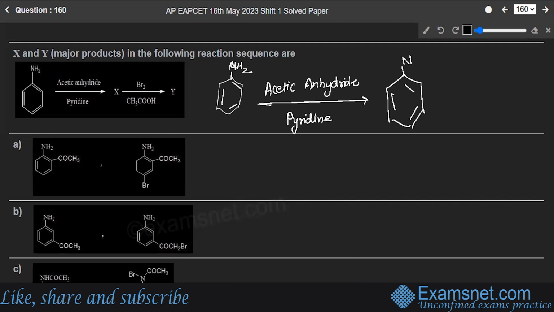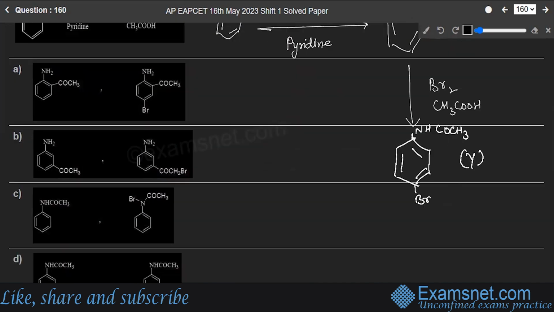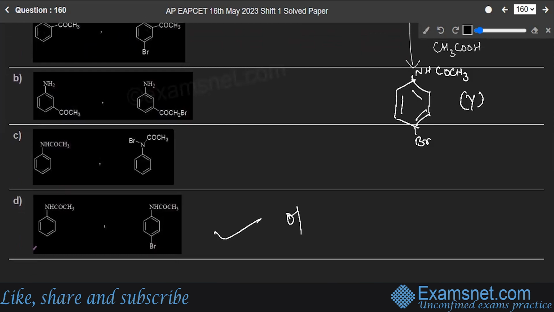Here will be NHCOCH3. And this further on reaction in the presence of bromine and CH3COOH will give you this ring. There will be NHCOCH3 and a bromine will be added over here. So this is your X and this is your Y. Looking at that, let's check with the options. This is the one. Option D stands to be the right answer to the question.